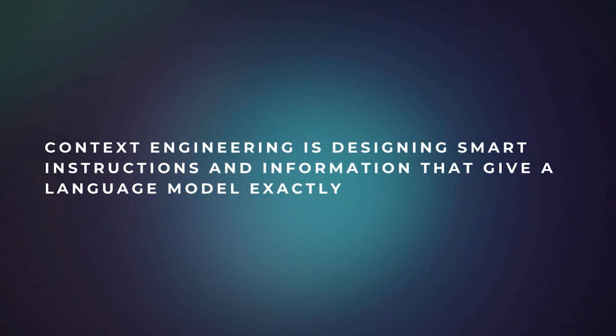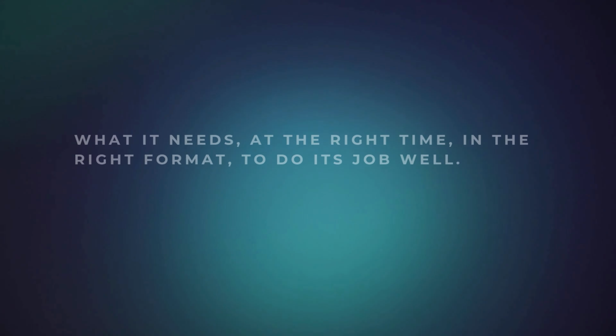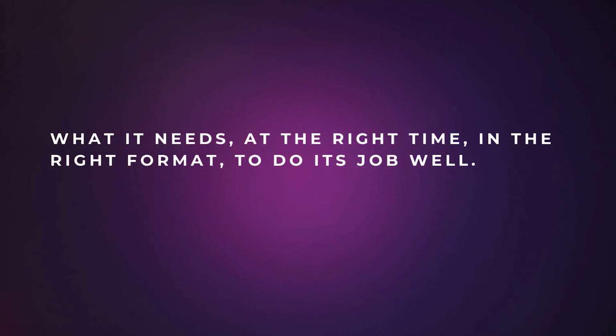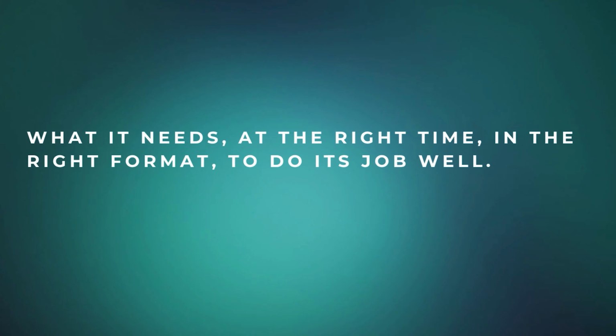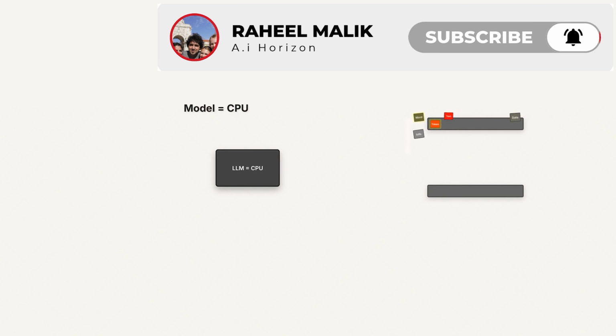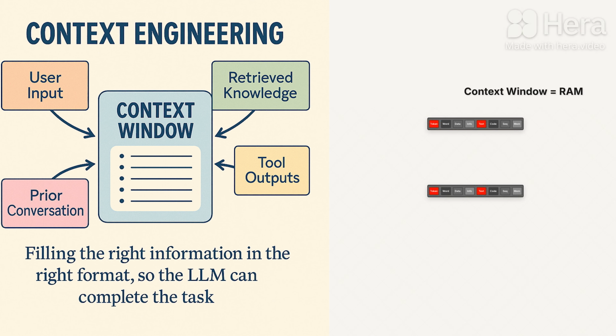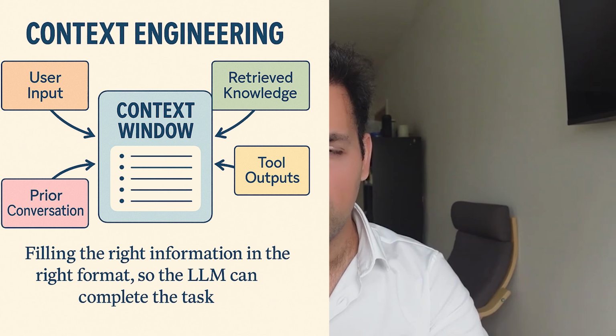So, what is context engineering? Let's define it simply. Context engineering is designing smart instructions and information that give a large language model exactly what it needs at the right time in the right format to do its job well. Think of a large language model, LLM, as a computer. The model itself is a CPU. The context window is its RAM. Context engineering is like packing that RAM perfectly. No wasted spaces, no missing information.